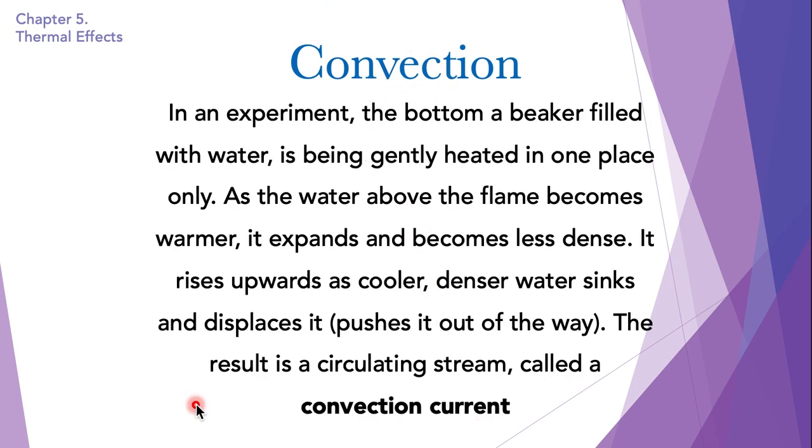What happens when the liquid is heated at one place is that the water which is being heated at that place becomes less dense and displaces the denser water above. So the denser water pushes it out of the way and gets warm from the flame as well. So again, the less dense water goes up and the denser water comes down. The result is a circulating stream. So this circulating stream keeps on circulating till the water is fully warmed. So this circulating stream is called a convection current.